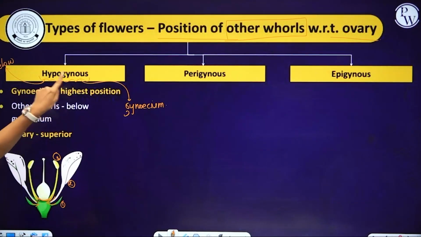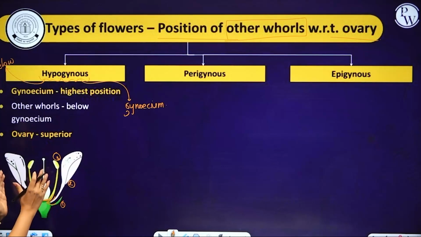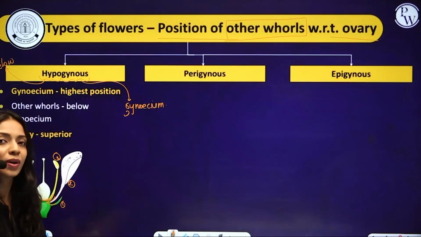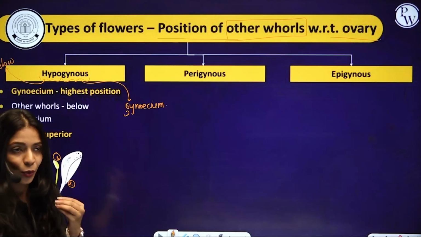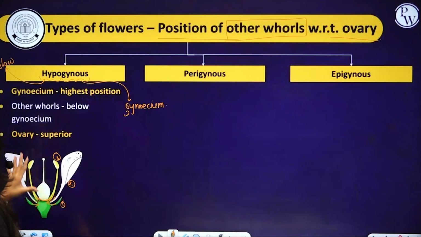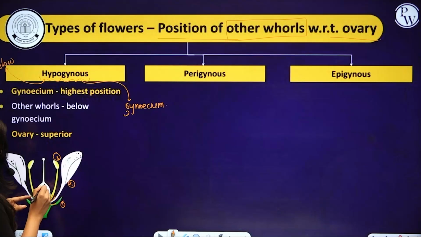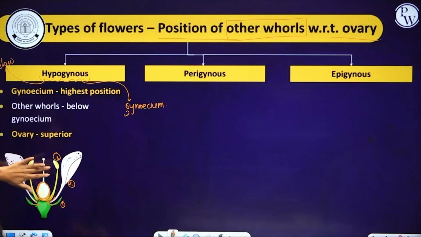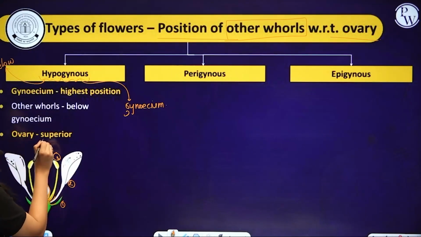That is why it is called hypogynous. Hypo means below, gynous relates to the gynoecium. So you can see that the other whorls are arising from below the gynoecium. Therefore, such flowers are said to be hypogynous. Now, in such flowers, as you can see, the ovary occupies the topmost position. Since the gynoecium or the ovary occupies the highest position in the flower, here we say that the ovary is superior.